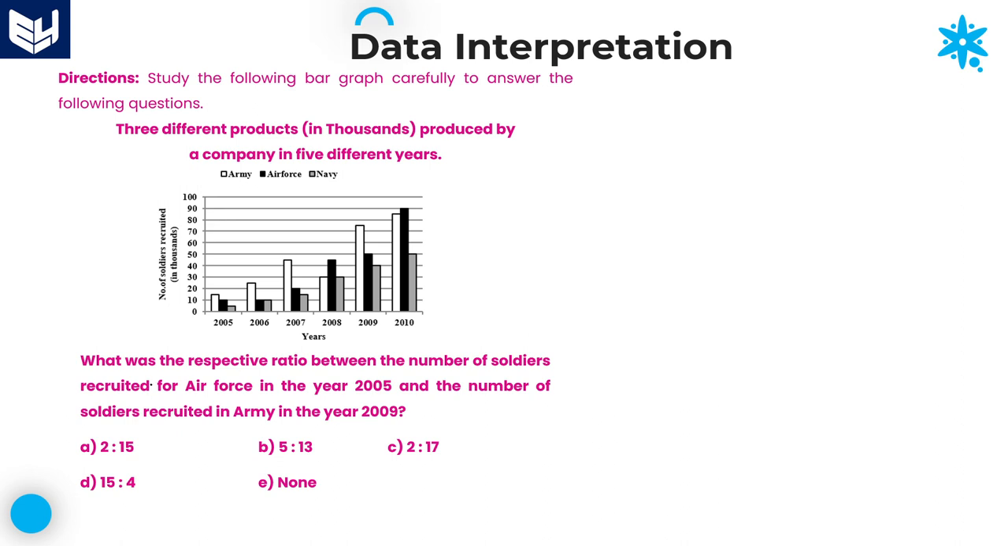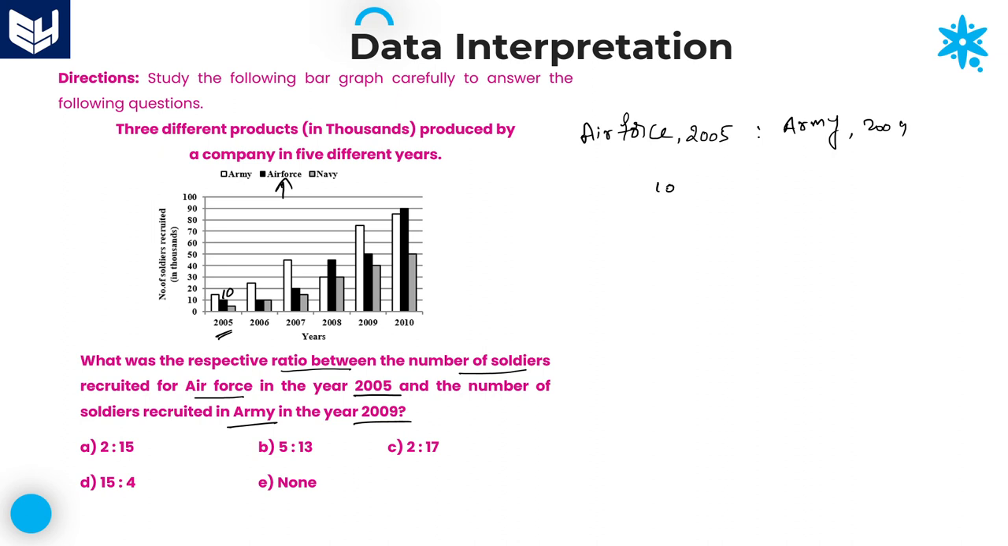Next one, last but one question. What was the respective ratio between the number of soldiers recruited for Air Force in the year 2005 and the number of soldiers recruited in Army in the year 2009? This is the ratio we need to calculate. First, 2005 Air Force. Air Force is the middle bar. The middle bar value is 10.